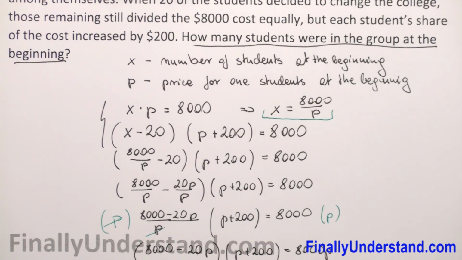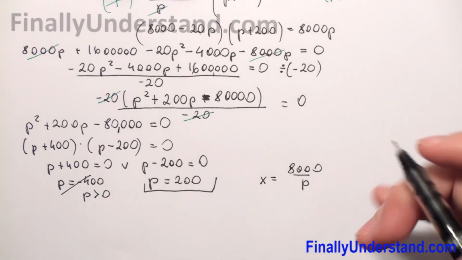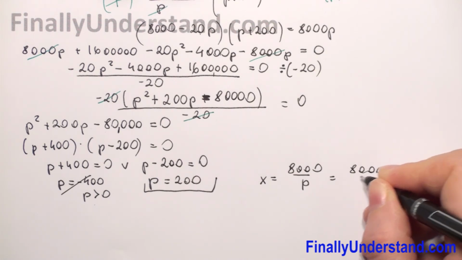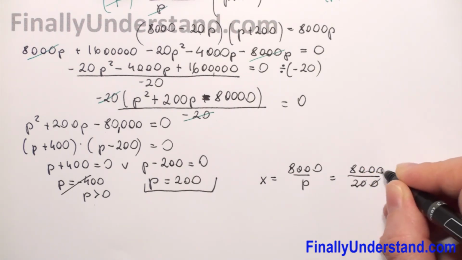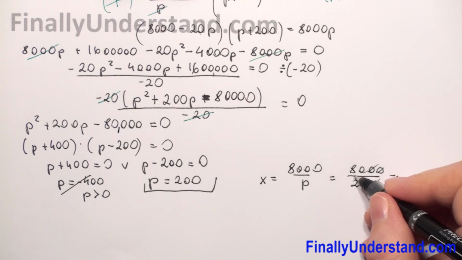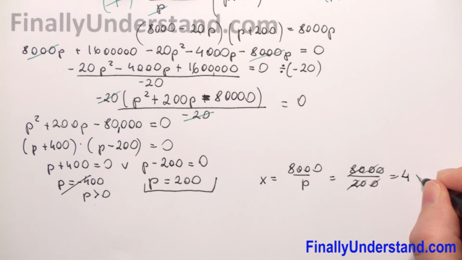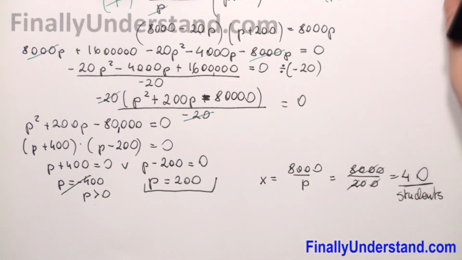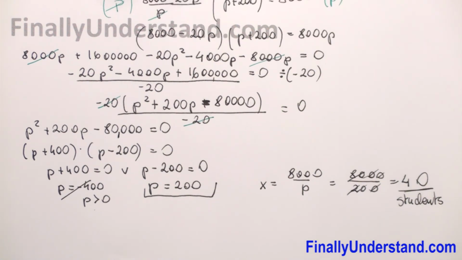X is equal to 8,000 divided by P. Now we have that P is 200, so we have 8,000 divided by 200. Zeros we can reduce, and 80 divided by 2 is 40. So we found that at the beginning we have 40 students, and the price was 200 at the beginning. This is my solution.